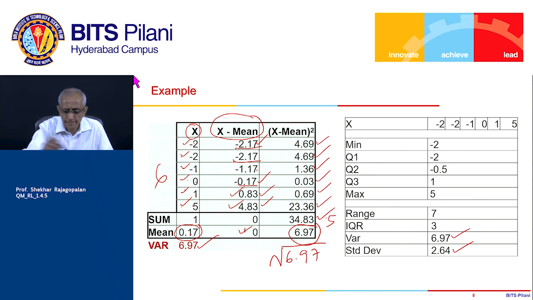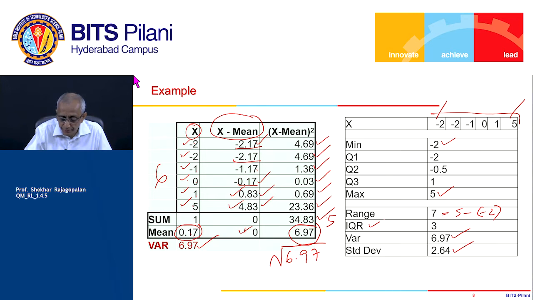Let's go back to my original numbers, -2 and so on, the same numbers. The minimum I can see is -2. The maximum is 5. And that's what I got here. Minimum is -2, maximum is 5. And therefore the range is maximum minus minimum. So 5 minus -2, which is 7.